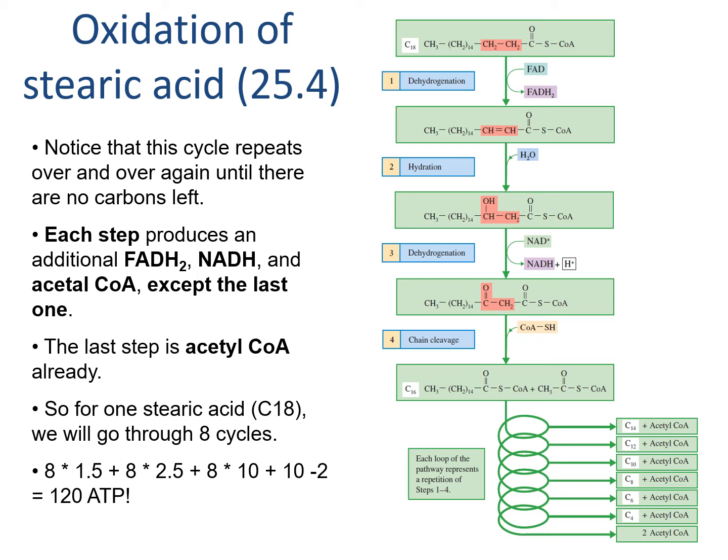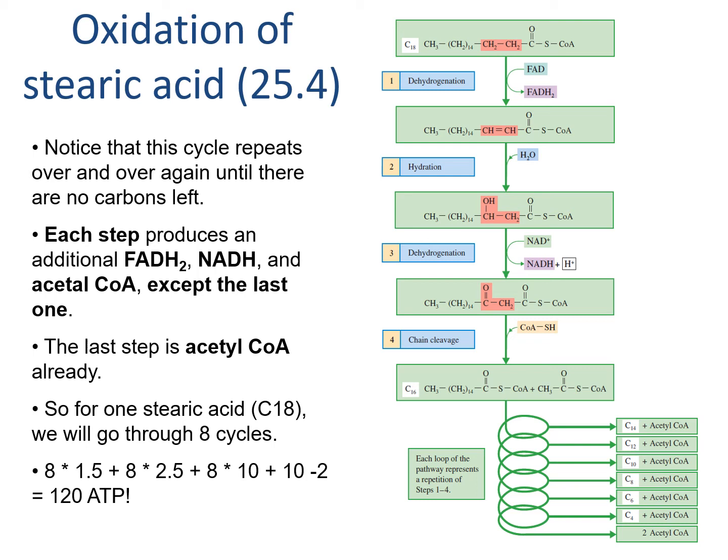9 2-carbon pieces. However, we don't do beta oxidation on the last 2-carbon piece. It's always already acetyl CoA. So we have to subtract 1. So we take 18 divided by 2, that's 9 2-carbon pieces, but we subtract 1 from the number of beta oxidations we actually go through. So this gives us 8 beta oxidations.